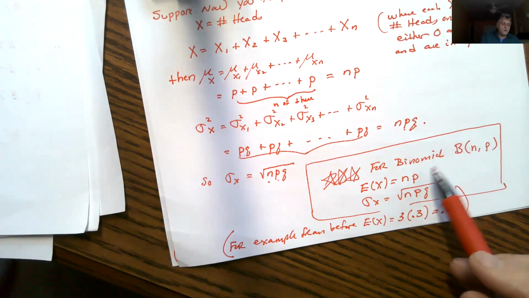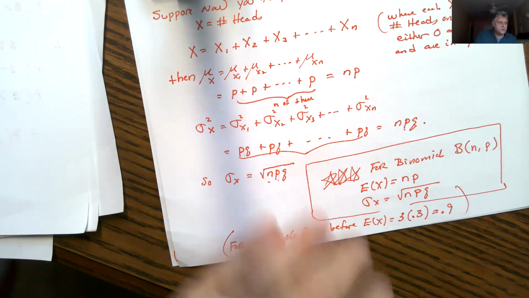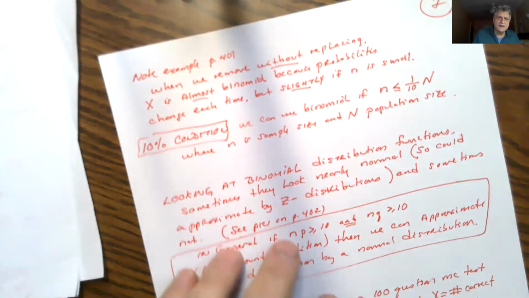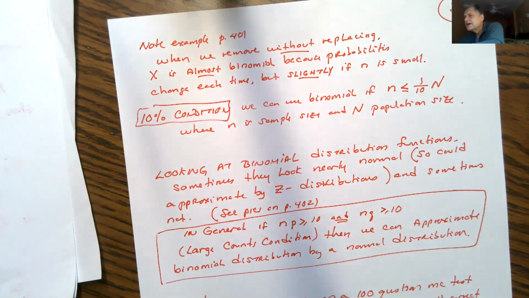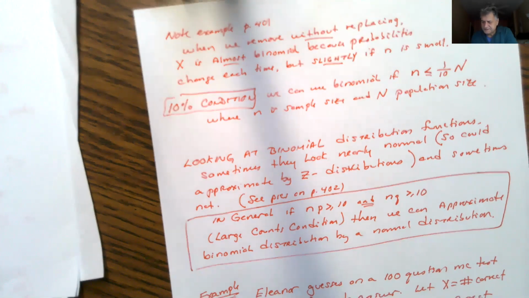Now you might wonder, why are we so interested in this? This is what we'll look at in a minute: sometimes we can approximate a binomial distribution by a normal distribution. Before we had calculators, people used to do that a lot more. So let's take a look here. I'll give you an example first, and then I can give you the rationale behind it. The note example, page 401. Let me show you that first, because I have it on my paper.